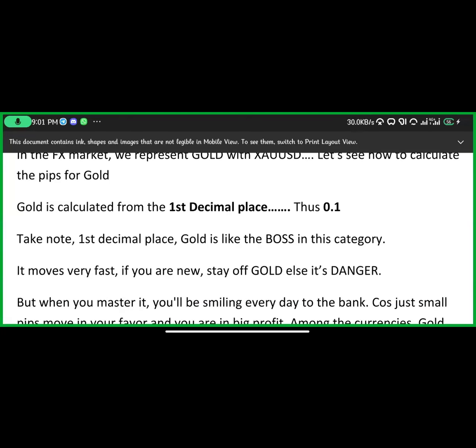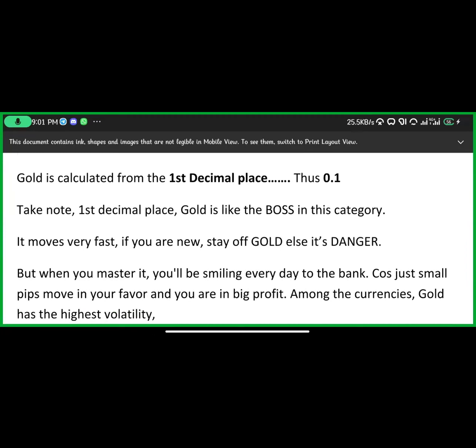Please, gold is a very dangerous pair. Be warned. Don't say I no tell you now. Be warned. Gold is very dangerous and is the boss when it comes to all these categories. Please take note. It only deals with what? The first decimal place as its own pips. Any small movement, a little movement is money in gold.